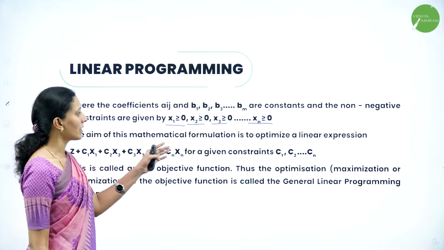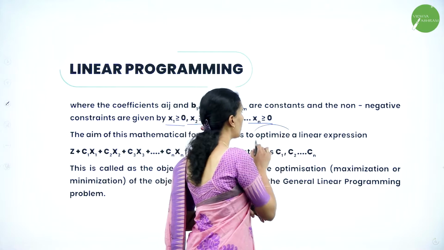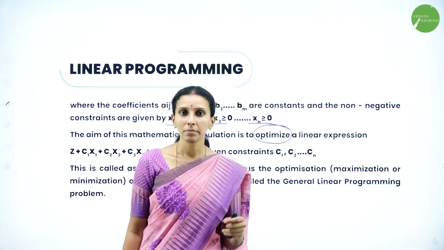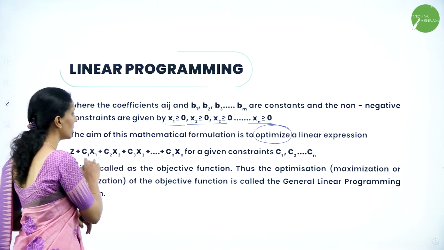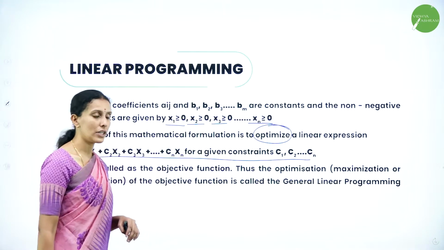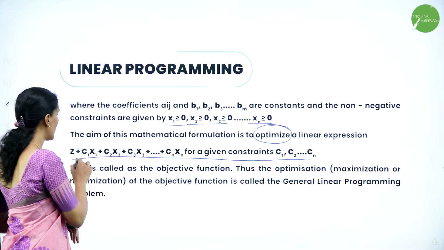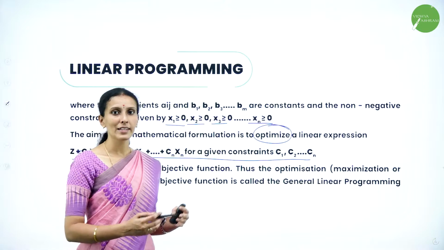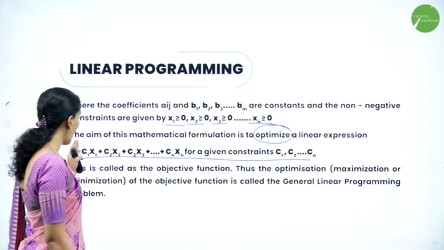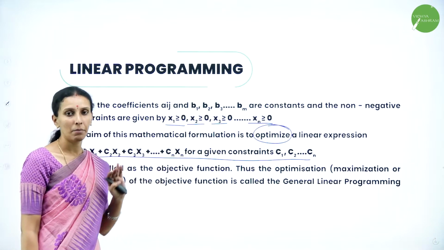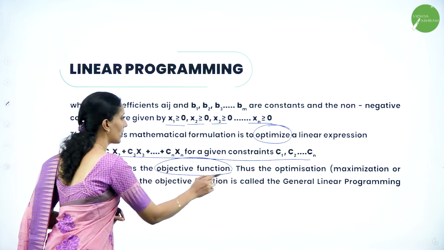So the aim of this mathematical formulation is to optimize a linear expression. Optimize means finding the maximum or minimum value of the given linear expression. This is usually given with the coefficients c1, c2, cn. This is called the objective function. The function which is expressed as z is equal to ax plus by is a simple expression. And if you have n number of terms, then you have n number of constants along with n number of variables. So these are called the objective function.